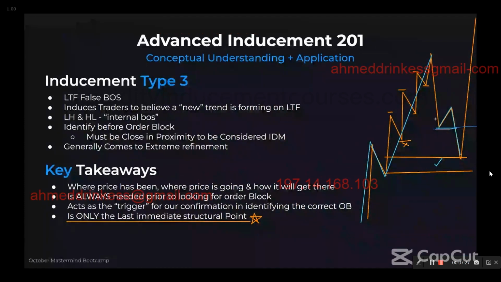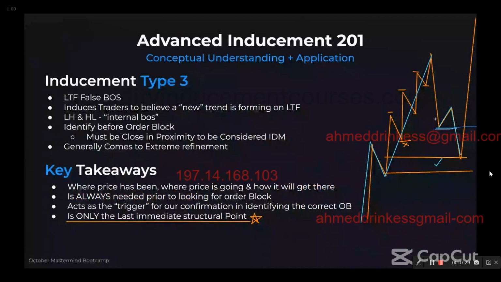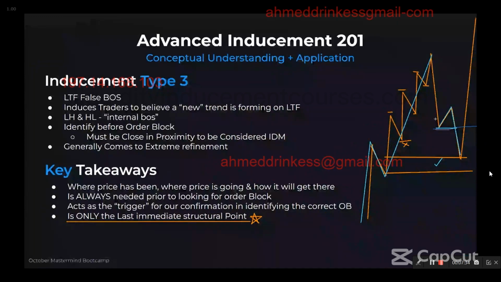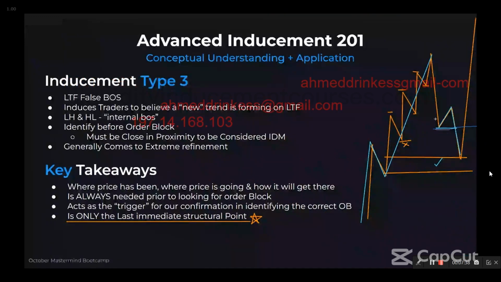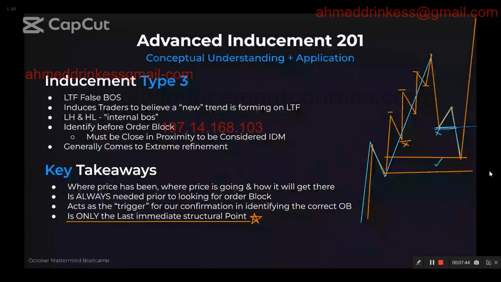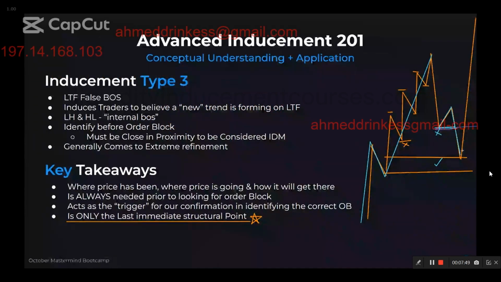Inducement is only the most recent structural points. If it's happened in the past, it's not an inducement because it's already moved on, right? So this is the inducement. And yes, this is a type 2 inducement, because we're buying below a low, anticipating a lower low, right? So that's what I'm saying.